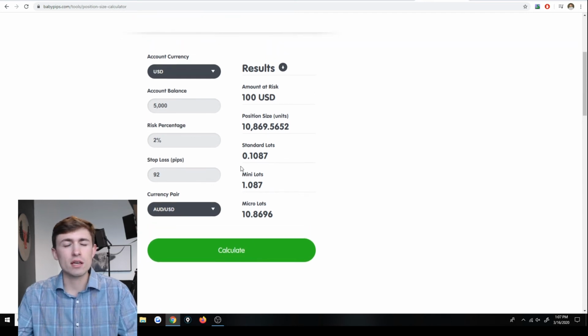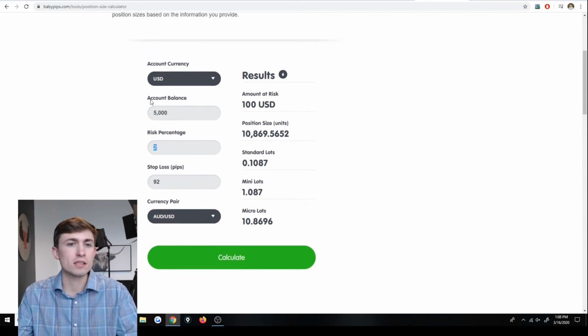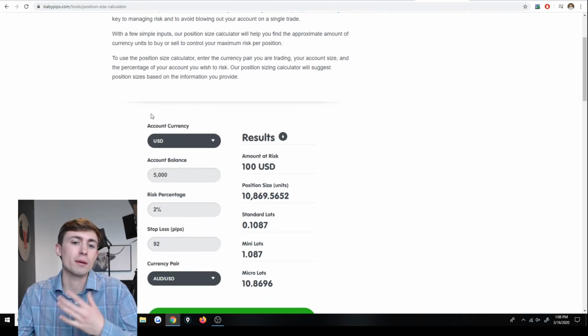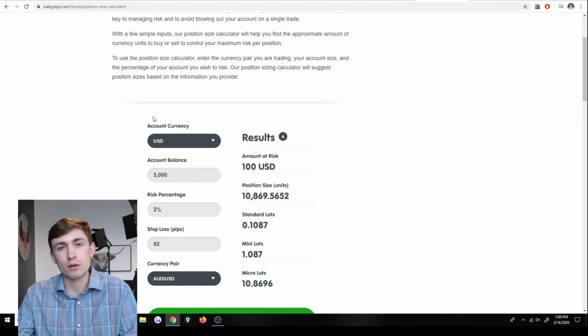So again, it's just an easy plug and play. You basically just go to this position size calculator by babypips.com, and you can plug in your information. It will give you an approximate lot size that makes sense for your account, and you can go from there.